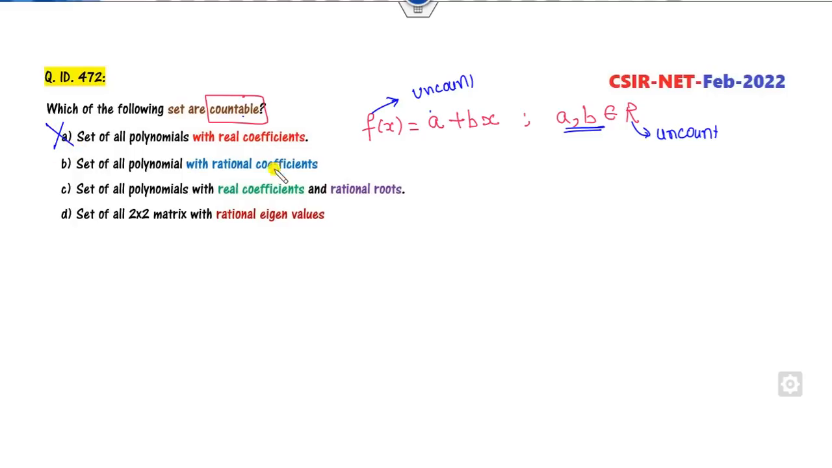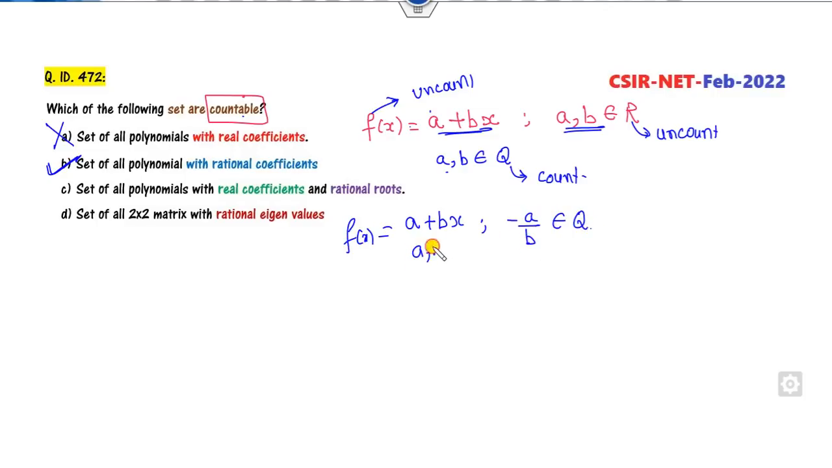Set of all the polynomials with rational coefficients, this is the one. The second portion is a and b in my Q, and since Q is countable, a and b are countable, so the set of polynomials is countable. Set of all the polynomials with real coefficients a plus bx such that the root, minus a over b, is in Q. But what are a and b? Real. So this is uncountable, so it means this set of polynomials is uncountable.